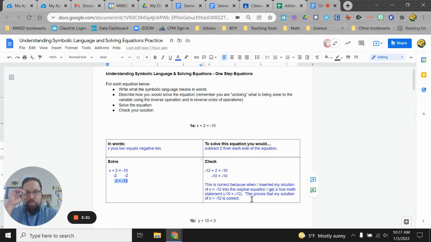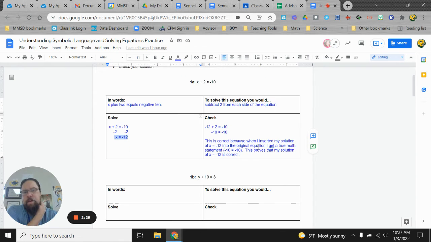As you go through the rest of this page, there'll be an example for you to follow, and then a very similar type problem to try. Again, this is a one-step equation. Mine was x plus 2 equals negative 10. For you to try would be y plus 10 equals 3. What would the solution there be? Can you write it out in words? How do you solve it, and check it?